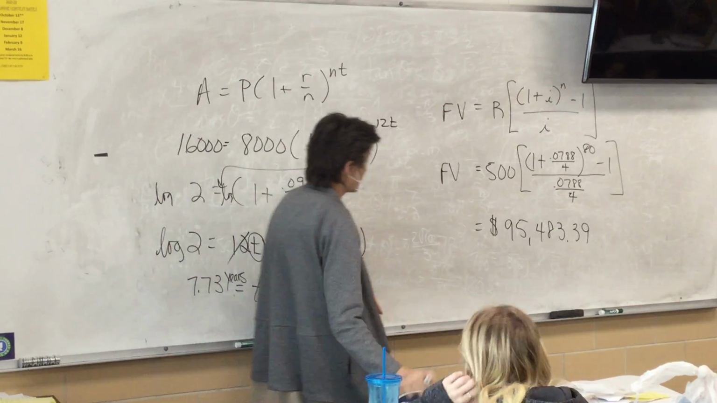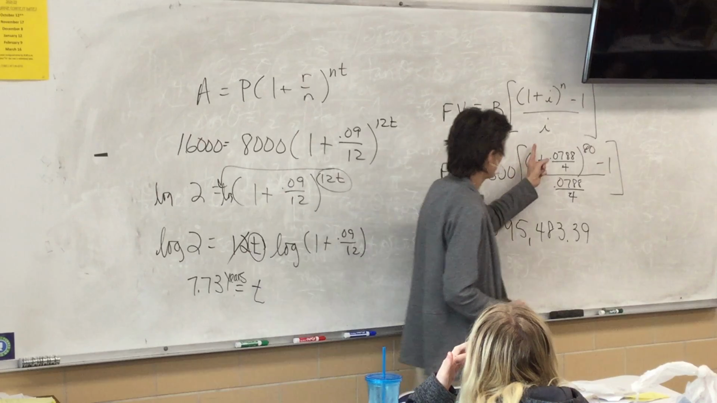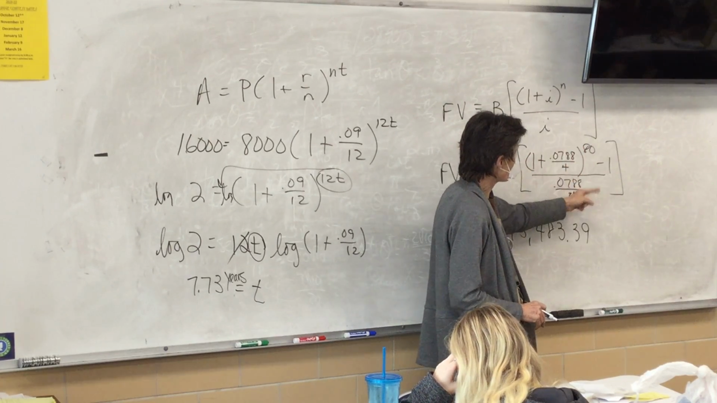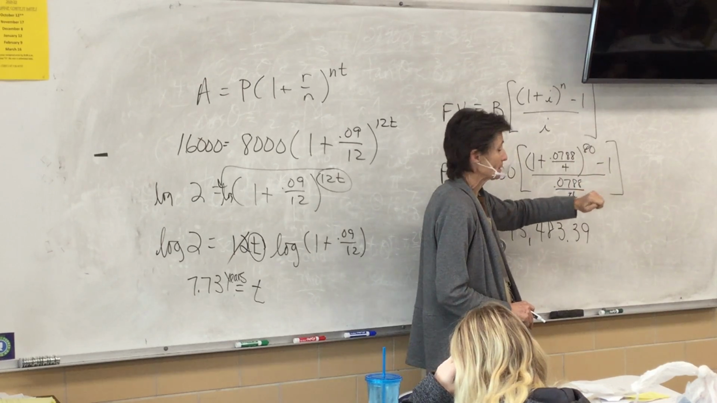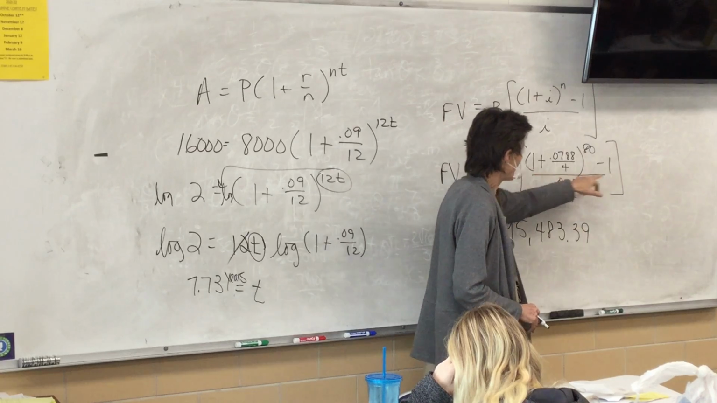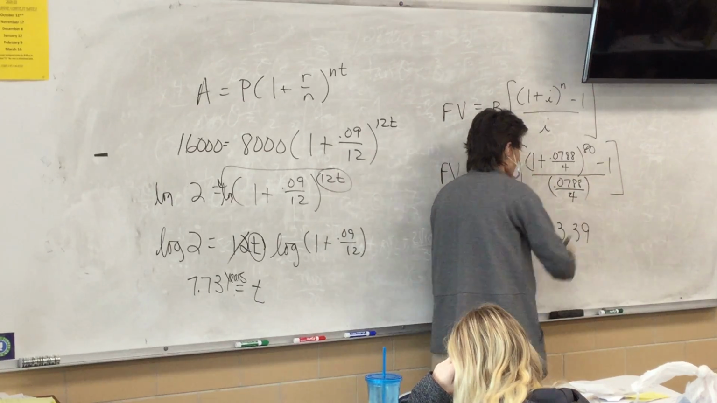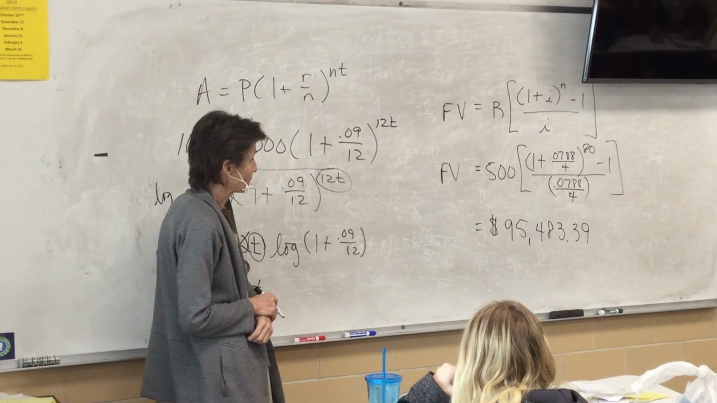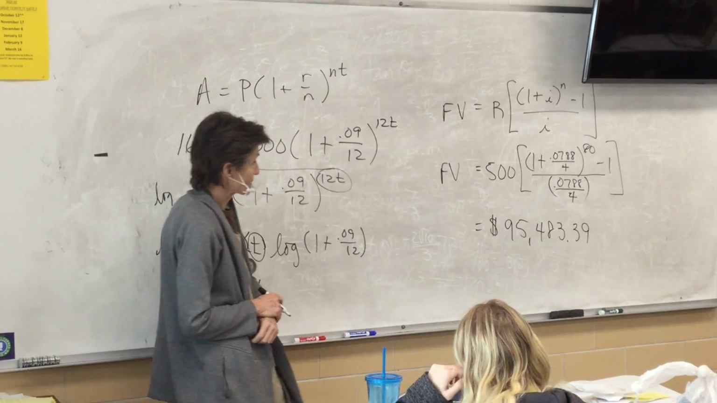So if I review, if you're having trouble getting that, put parentheses, 1 plus 0.0788 divided by 4, close the parentheses to the 80th power, subtract 1. It equals, divided by, now that's got to be in parentheses, that could be a problem. You've got to have that in parentheses. And then take that answer times 500.